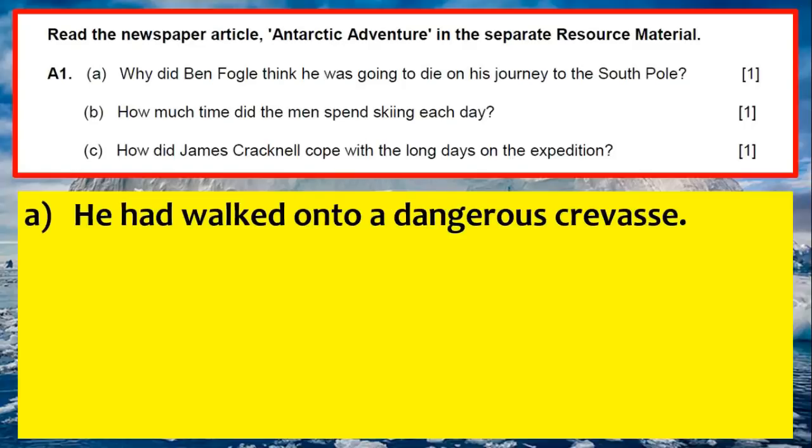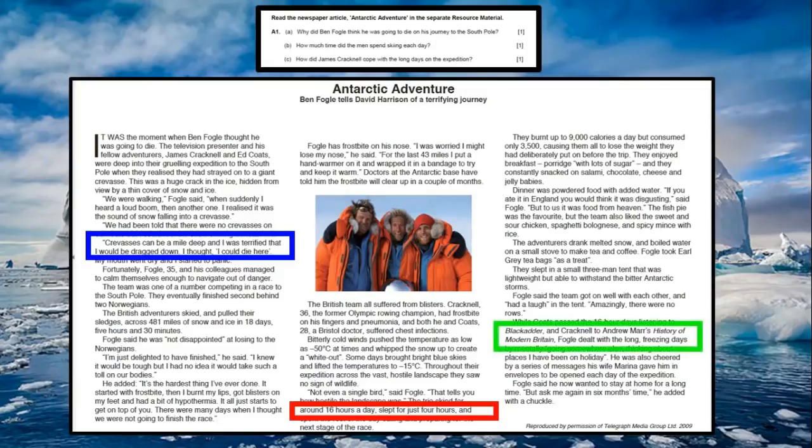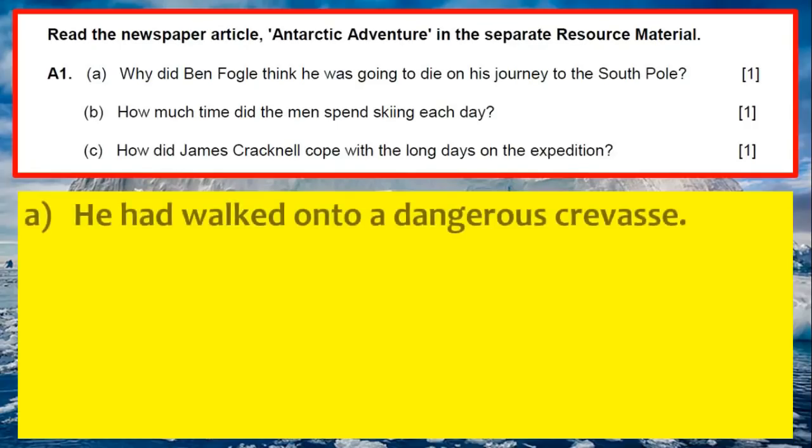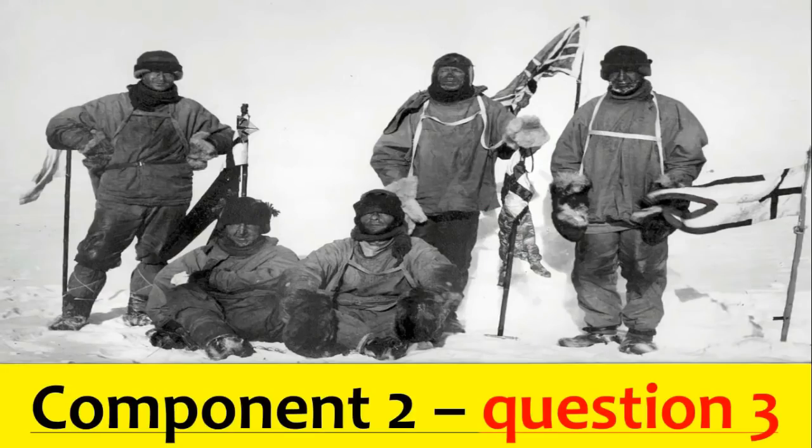B, how much time did the men spend skiing each day? 16 hours a day. Really simple. But I'm not just putting 16 hours because that's not going to get me the mark. 16 hours a day makes sense. How did James Cracknell cope with the long days on the expedition? He listened to Andrew Marr's History of the Modern Britain. So it's all in the text here, and all I've done is put it into a simple sentence here for an easy 3 marks.